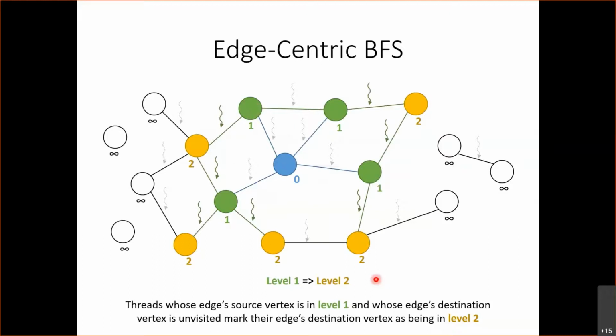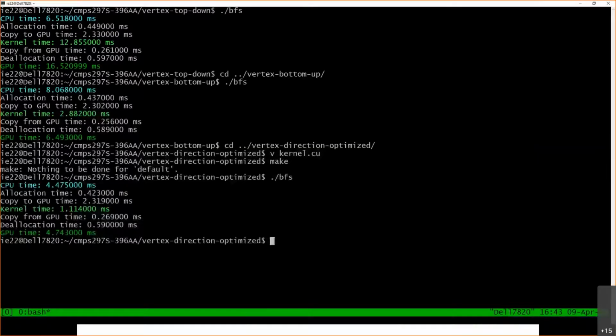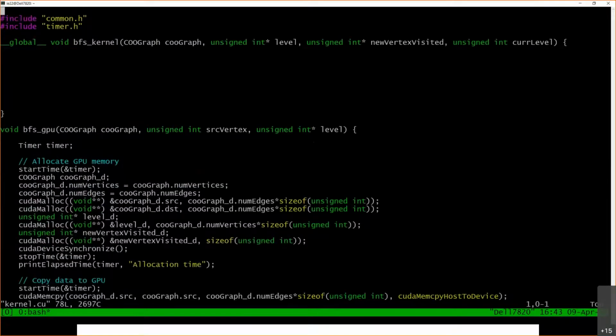So I'm going to go down to the edge-centric approach. We're going to open the kernel, and we're going to implement this. So here, again, the host code is very similar, except that I'm going to be using a COO graph instead of a CSR graph. So here, when I allocate and copy the graph, it's a COO graph.